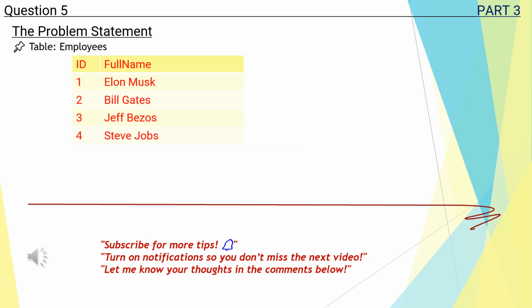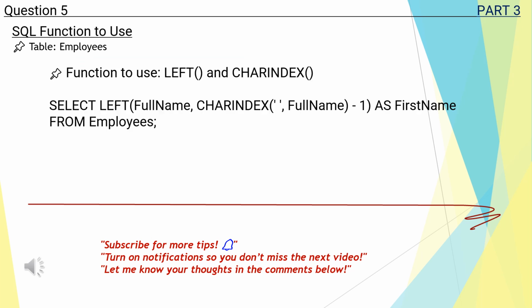Consider this employees table. It has a column called full name where each value contains a first name and a last name separated by a space. Our task is to extract only the first name. Let us break it down.